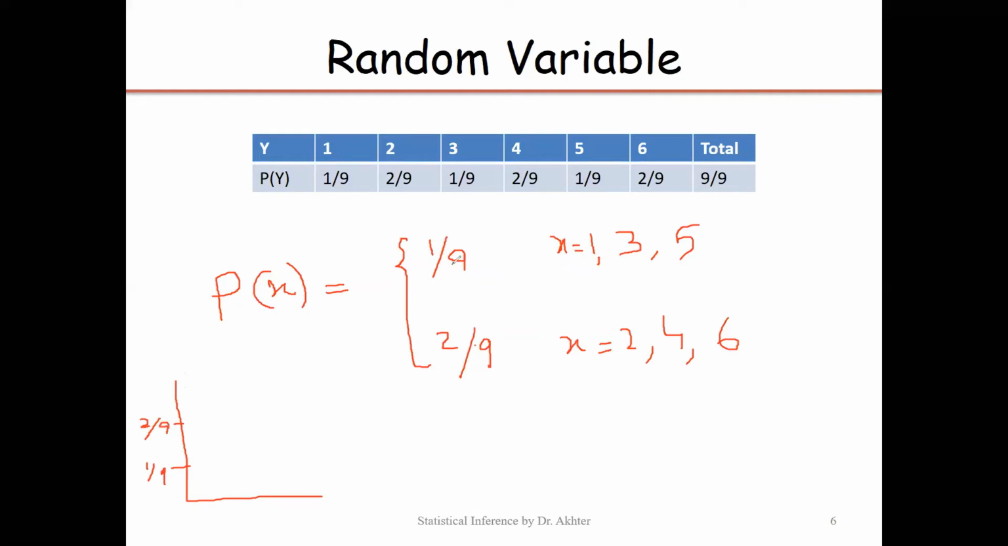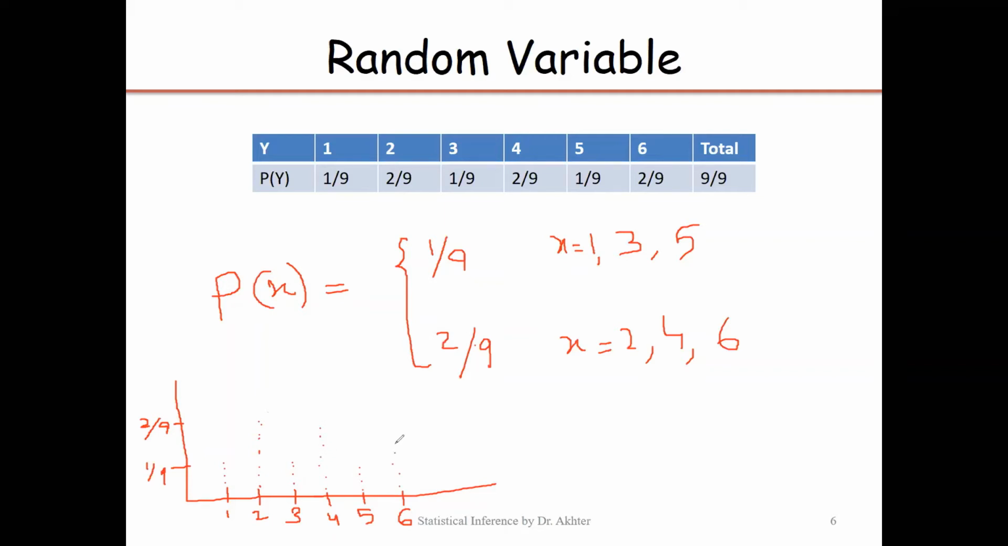And for 1, 3, 5, we have 1 upon 9. This is 1, 2, 3, at equal distances you have to place the marks 4, 5, and 6. And you have to create a bar of height 1 upon 9 here, 1 upon 9 here, 1 upon 9 here. And in all of the remaining points, we have a bar of height 2 upon 9. So 2 upon 9 here, 2 upon 9 here, and 2 upon 9.